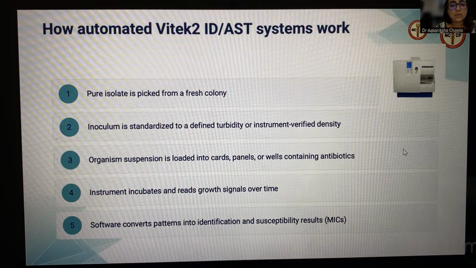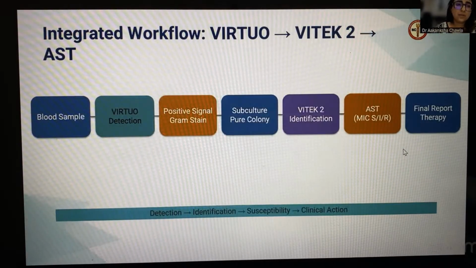Now this organism suspension is loaded onto the cards, panels or wells which contain antibiotics. Once it is put into this automated system, it would incubate and read the growth signals over time. Then it's the automated software that converts the patterns into identification, and it gives you the susceptibility results, the MICs. So that is how your Vitek 2 works.